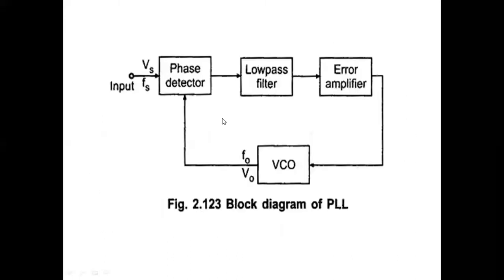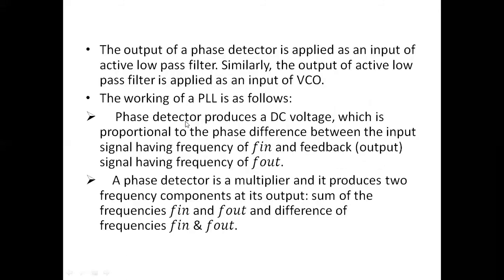So we are applying two inputs to the phase detector. One is the input signal, whose frequency is Fs, and we are applying one more signal, that is V0, having the frequency F0. The output of the phase detector is proportional to the phase difference between the input signal having frequency Fin and the feedback signal having the frequency F0 or Fout.